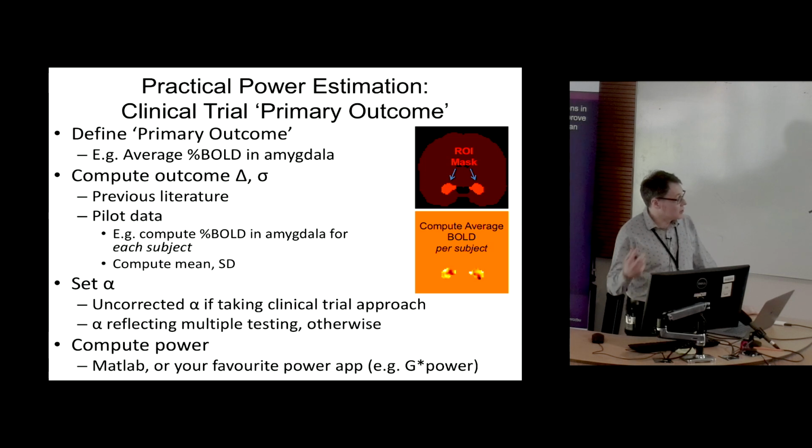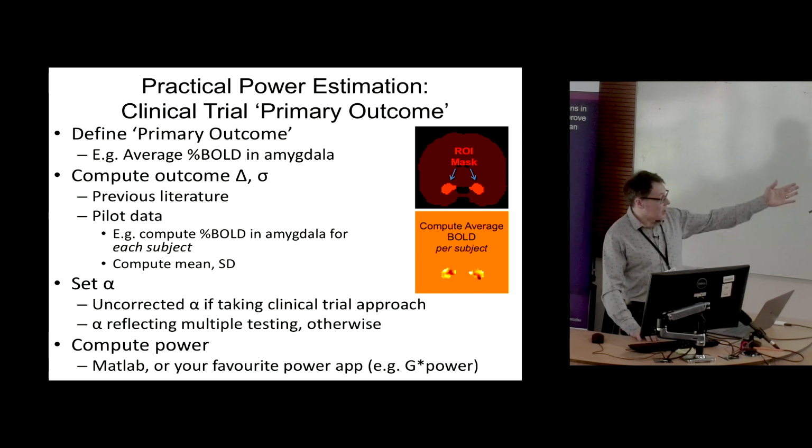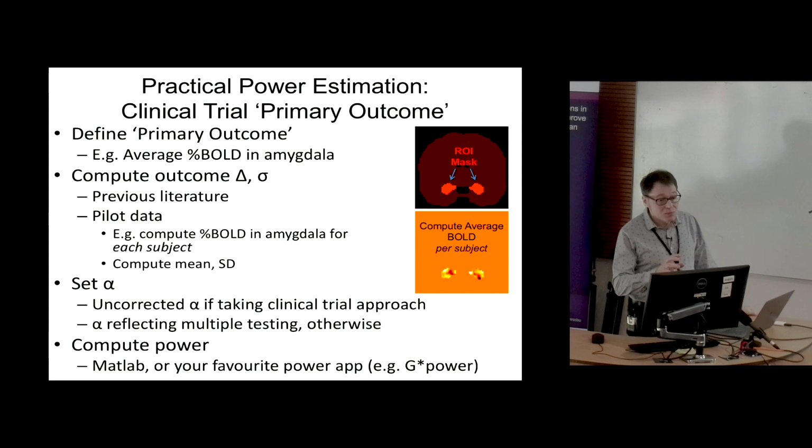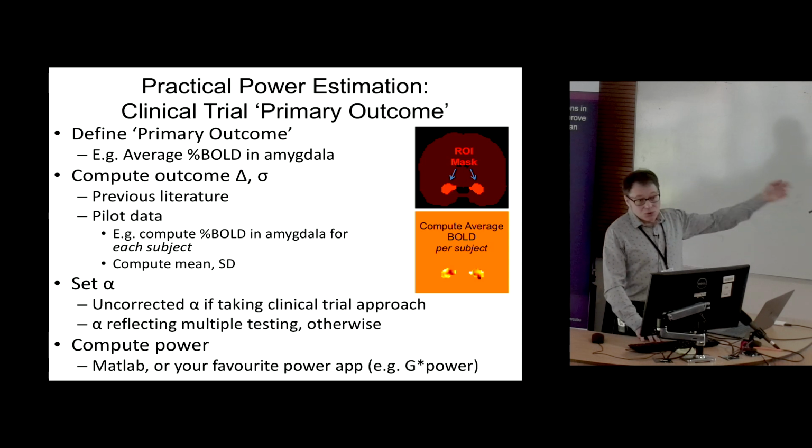And then once you have the delta and you have the sigma, you of course need to set the alpha. Now you might have multiple regions. Maybe you're going to look at left and right amygdala, or you've got some other regions. Then you can adjust the alpha, say with just a simple Bonferroni approach, dividing by the number of regions of interest, and then go use your favorite power tool.